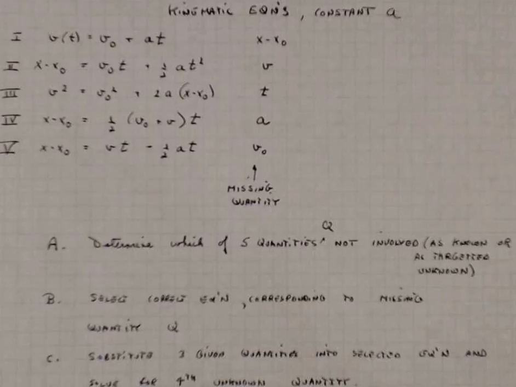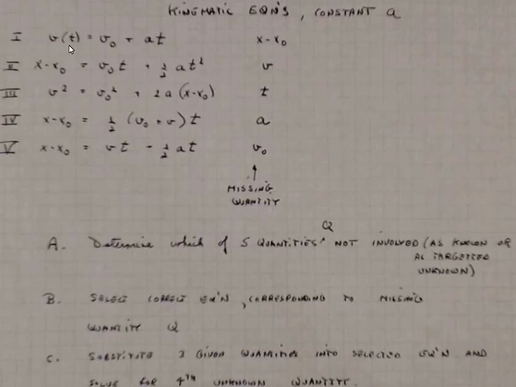So I want to describe the kinematic equations with constant acceleration and give you an algorithm, let's say, for solving them. Here they are, and I've labeled them from 1 through 5. These may differ a little bit from the ones stated in your book.